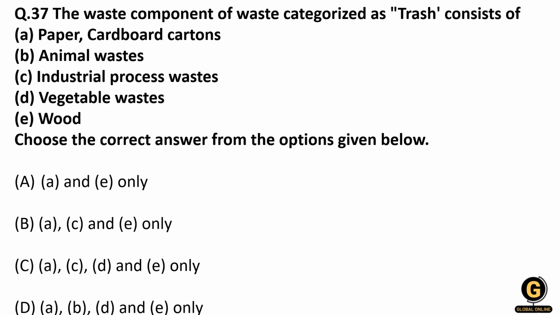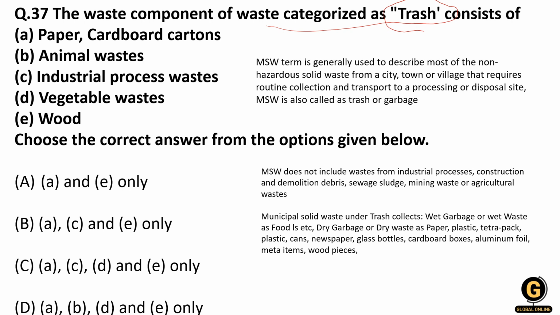All right. The waste component categorized as trash consists of what? They have given us 5 options, and they have asked which of these options can be categorized as trash. First of all, understand what is trash. Municipal solid waste is called trash, generally a term used for non-hazardous solid waste from a city, town, or village that requires routine daily collection and transport to a disposal site, right? So this is called trash.